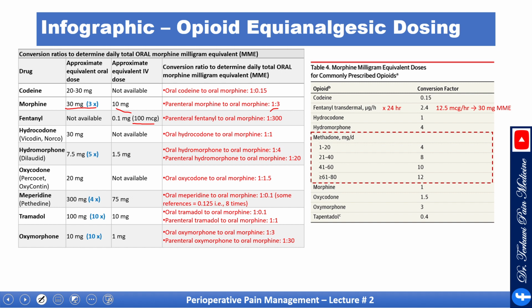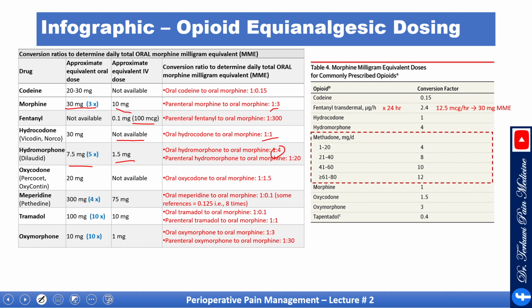Hydrocodone, like Vicodin and Norco, again is not available as an IV, but the conversion is 1:1, equivalent to morphine. Hydromorphone, 7.5 oral, 1.5 IV, so it's 5 times. And to convert it to morphine, it's 4 times.